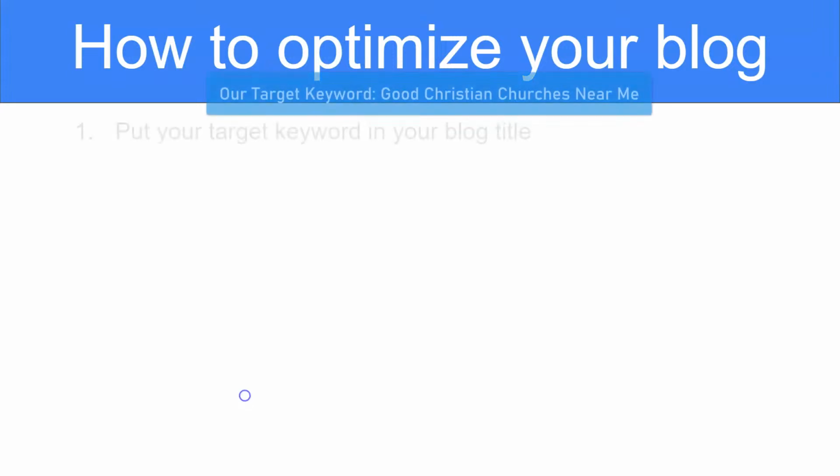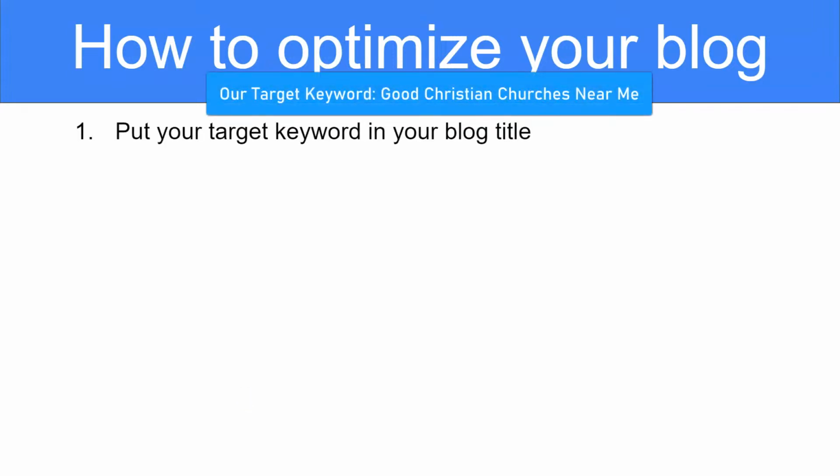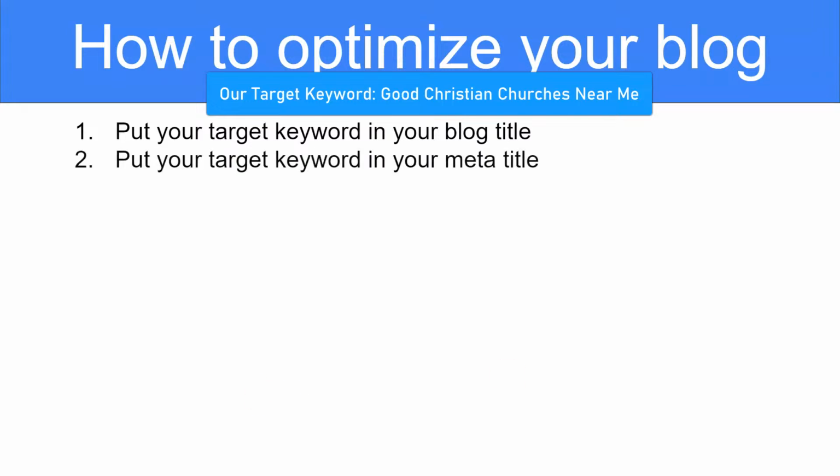Number one, you want to put your keyword in your blog title. So our targeted keyword is good Christian churches near me, so we want to put that keyword in our blog title. Number two, you want to put your target keyword in your meta title. I'll show you how to do all this step by step in the coming videos.